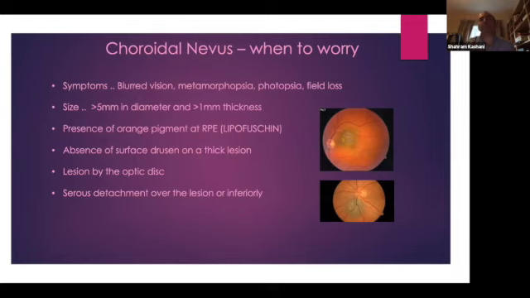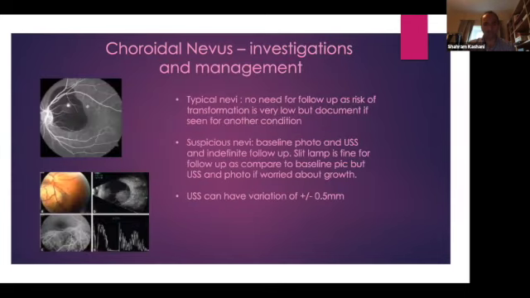With respect to subretinal fluid, again, if the disc is within the OCT level, you can scan over it and see if there is fluid. If it's not, then there isn't much you can do. But if it is, you should definitely OCT over it because that will show you subretinal fluid.